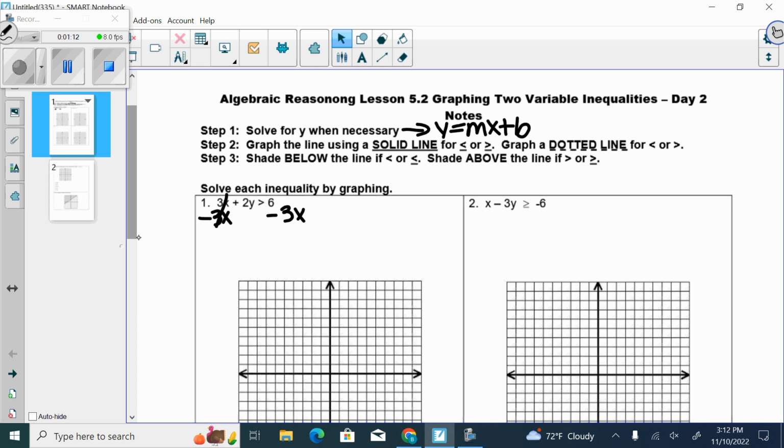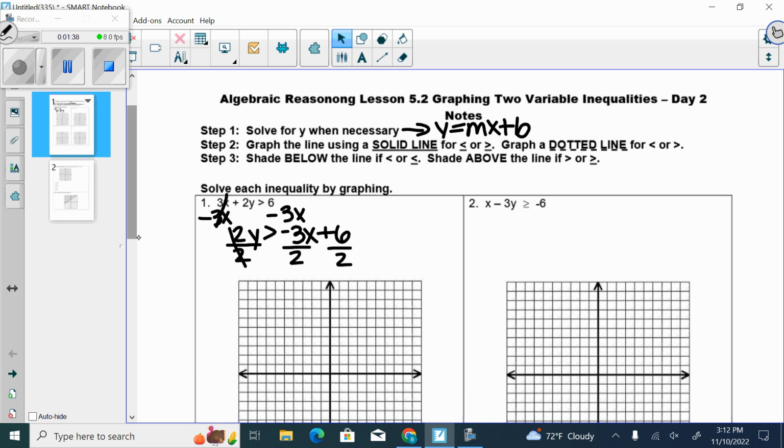That goes away. So now I've got 2y is greater than, can I put negative 3x and 6 together? No. So we put the part with the x in it first. So I'll have negative 3x plus 6, right? Okay, then what should we do? Very good. I'm going to divide everything by 2.